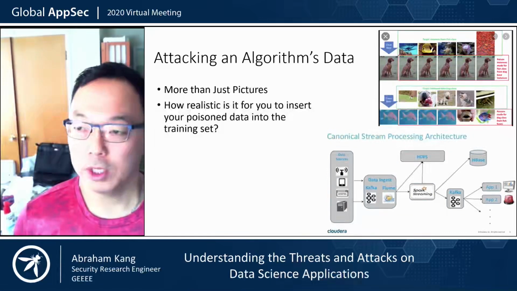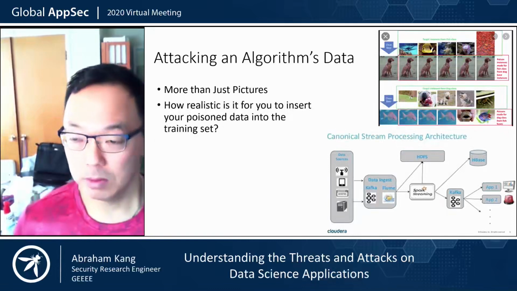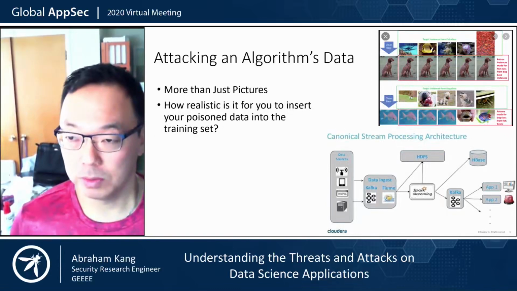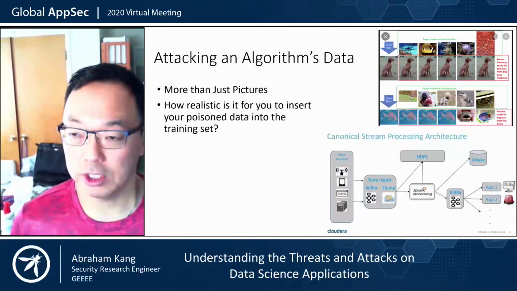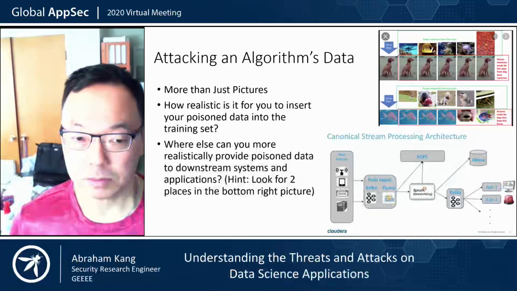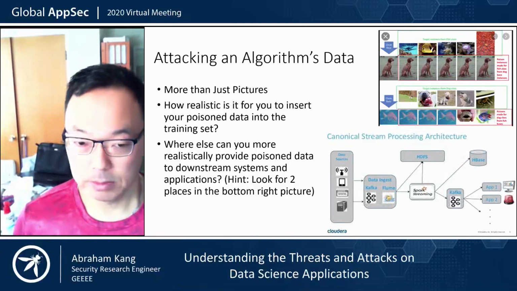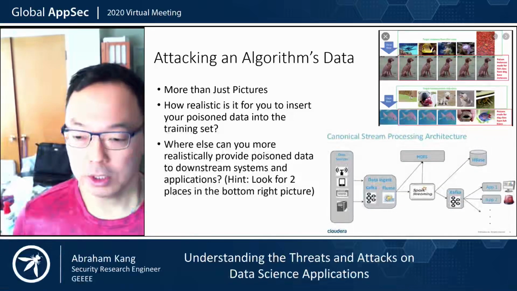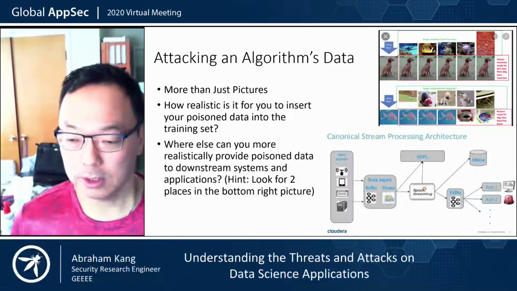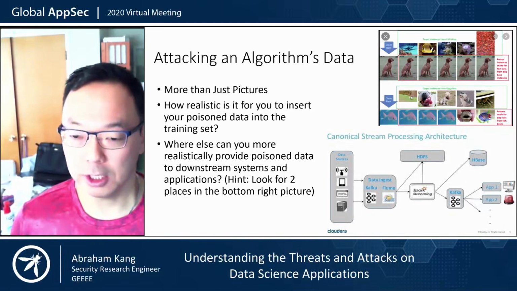When you think about the realistic ability of an attacker to insert data into your training data directly, it's probably not that high a probability. But when you look at the picture down at the right, and you look at the inputs to the system, which are on the left, what two areas do you see that would be prime targets to insert your poison data?